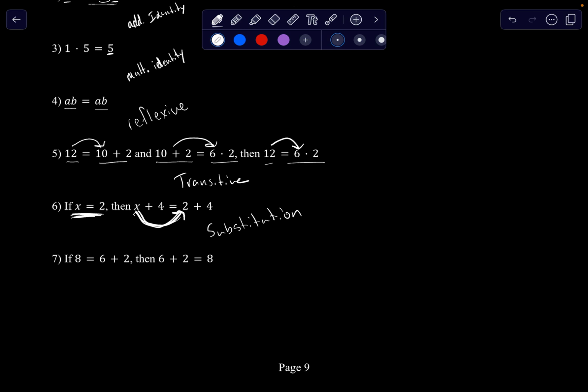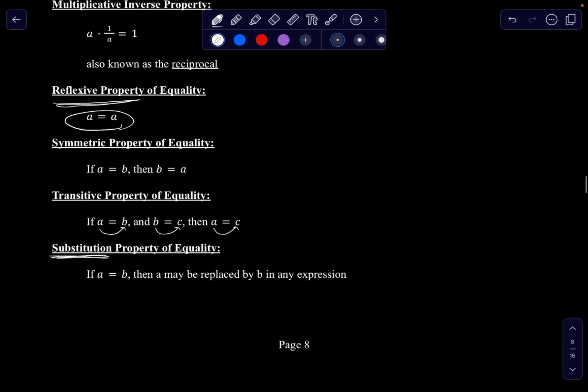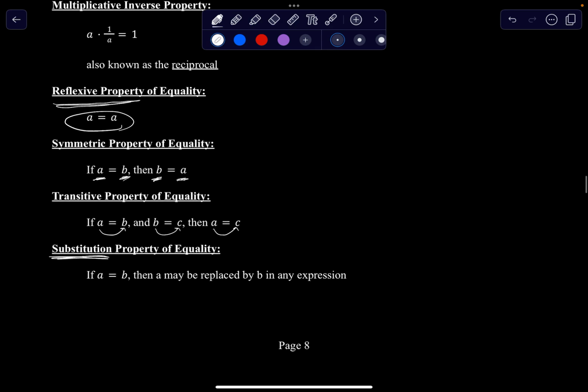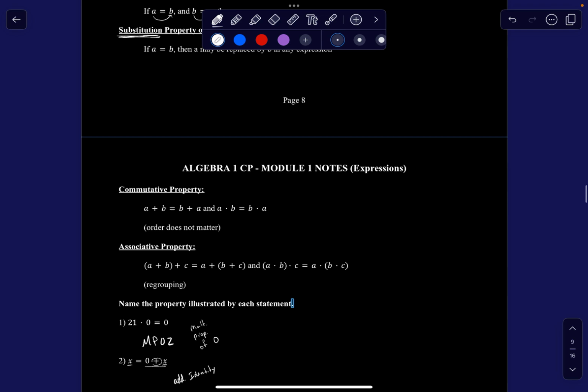And then the next one, if we notice, it's the same thing, right? But on this one, the 8 comes first, and the 6 plus 2 is second. Now the next one, the 6 plus 2 is first, and the 8 is second. So again, if we look up at our properties, equality is symmetric. A is first, B is second, B is first, A is second. So it's just the symmetric property of equality. So I'm just going to write symmetric.